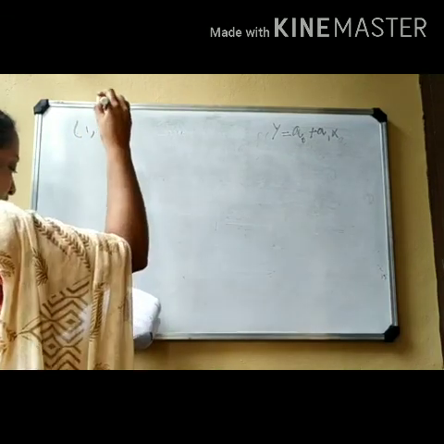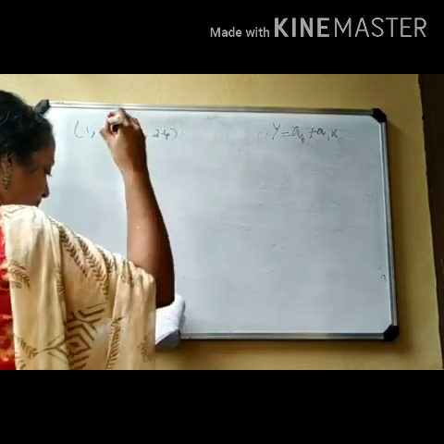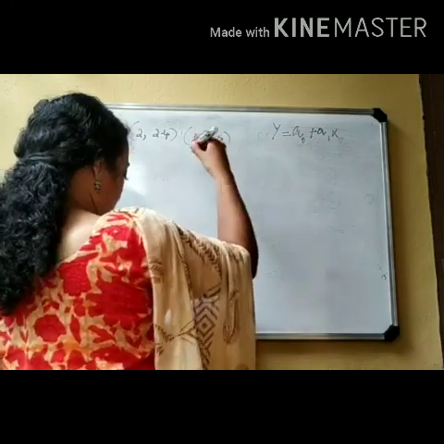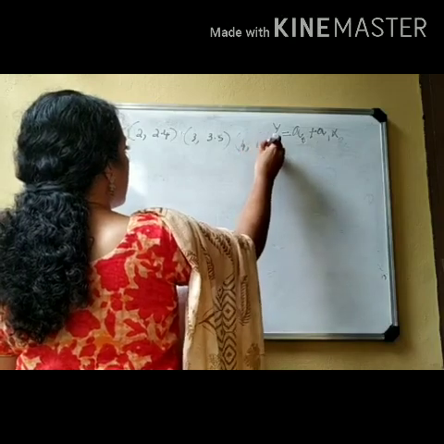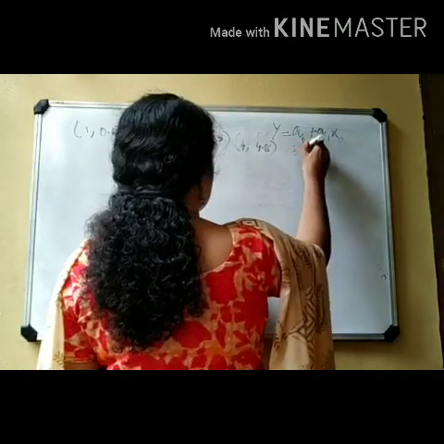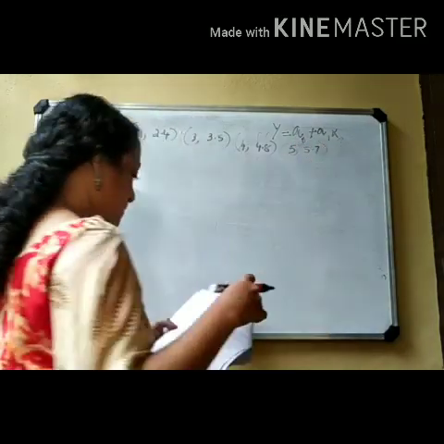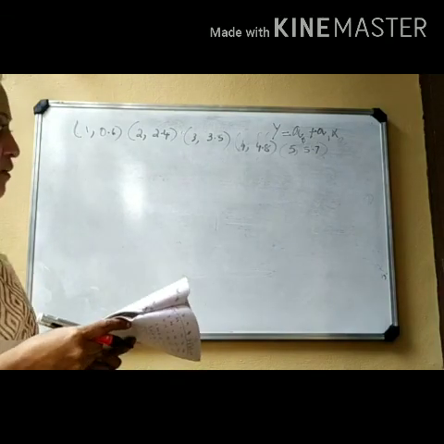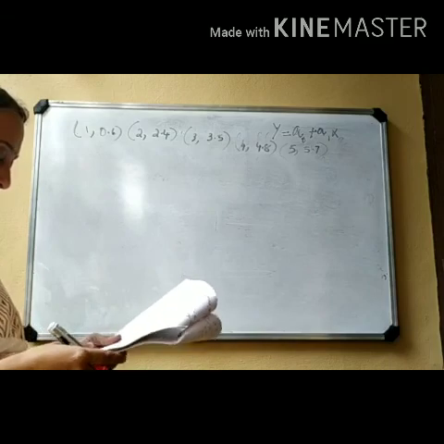1.6, 2, 2.4, 3, 3.5, 4, 4.8, 5, 5.7. These are the given values. We have to find the correlation coefficient and also the values of A1 and A0.